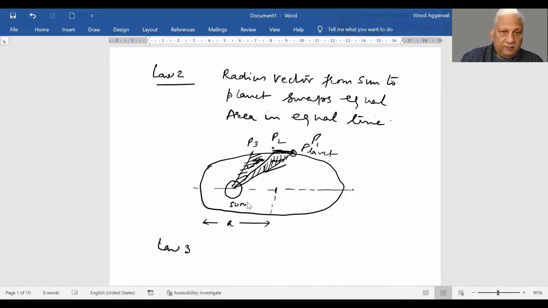What is law 3? Law 3 says if a planet is going around the sun, then its time period is proportional to the cube of the semi-major axis. This is the third law.